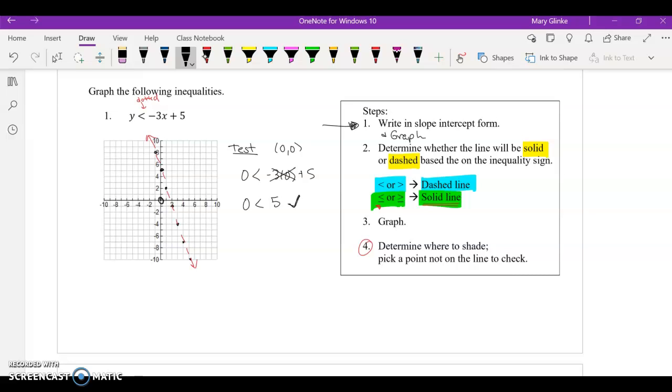If you get a true statement, that means 0, 0 works and it's part of the solution. So therefore, we're going to shade the part with 0, 0. If 0, 0 did not work, you know that everything on that side of the line doesn't work, so you don't shade that side.